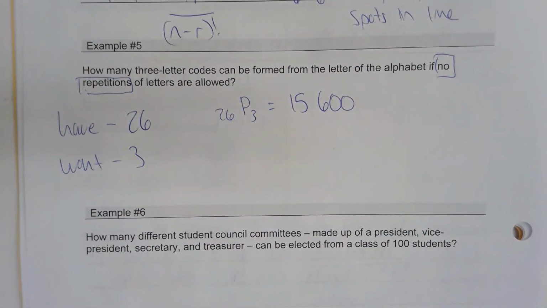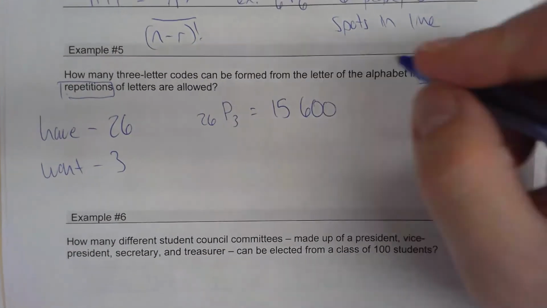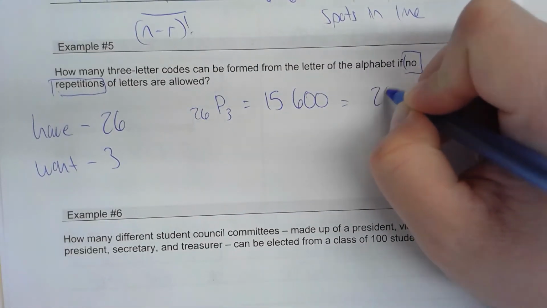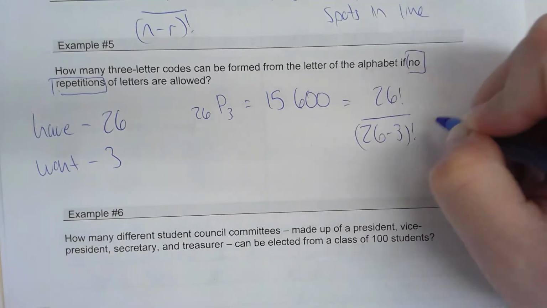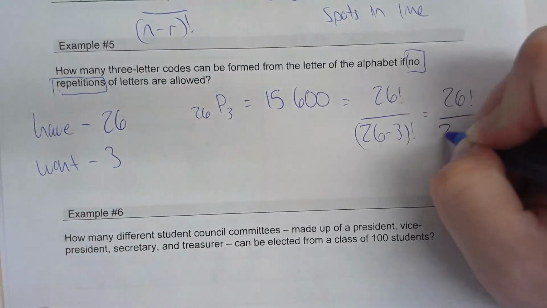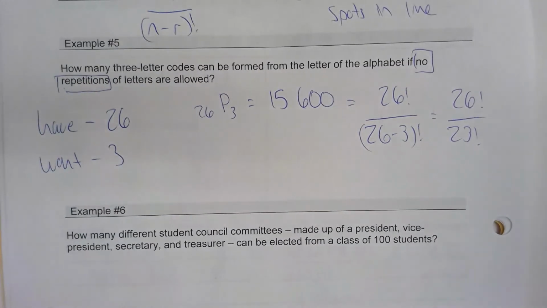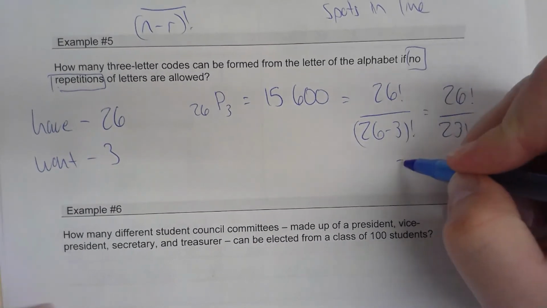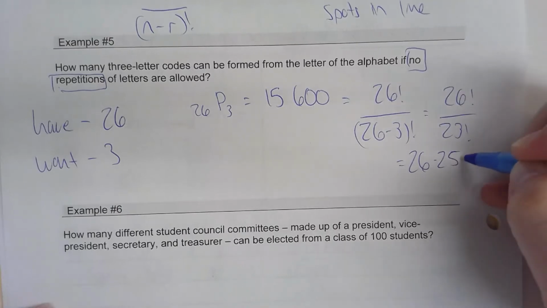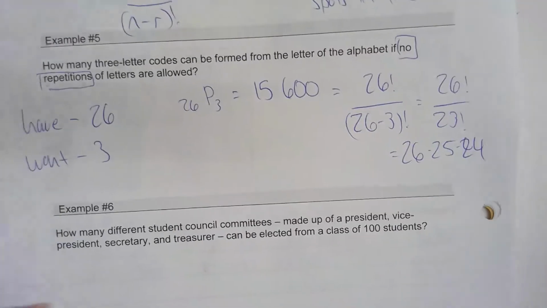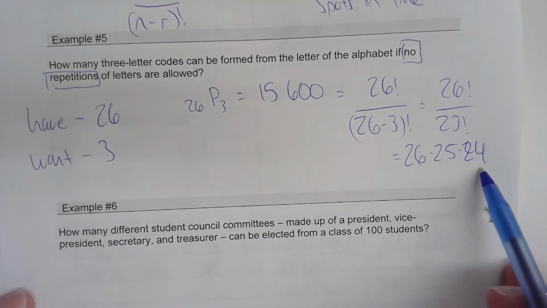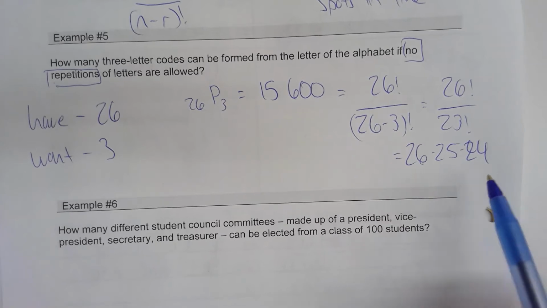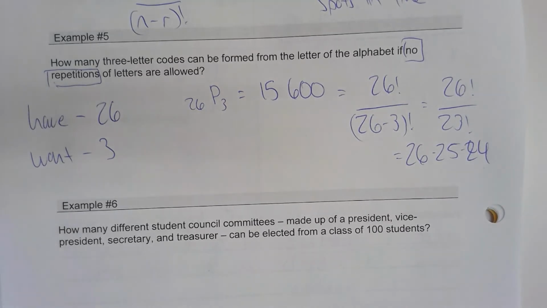And how does this relate to factorials? Well, if we want to use the formula, we could say 26 factorial divided by 26 minus 3 factorial. So this would be 26 factorial divided by 23 factorial. And if you wanted to check that out, that would end up being 26 times 25 times 24. I have 26 choices for the first letter, then 25 choices for the second letter, and 24 choices for the third letter. There's a lot of different ways to think about this, and they're all really good ideas.